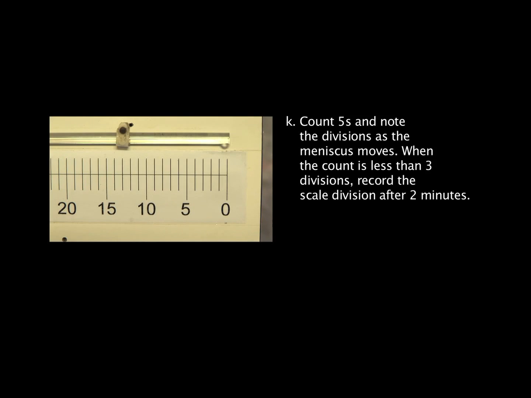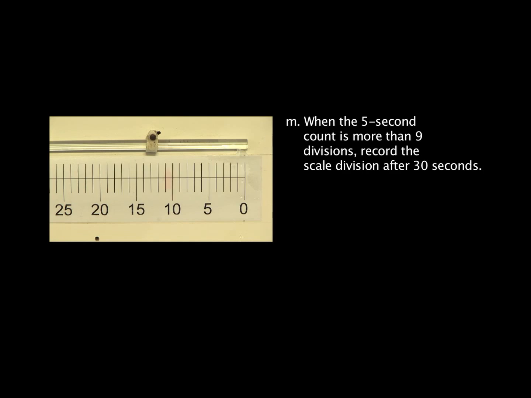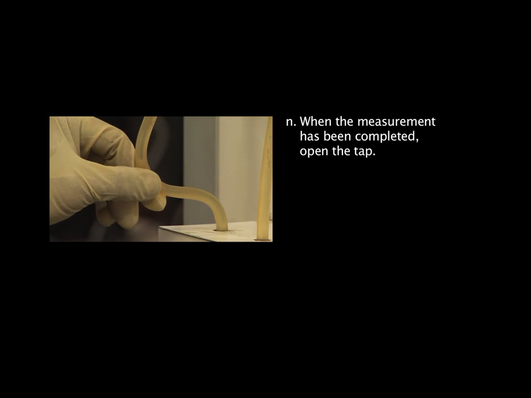K. Count 5 seconds and note the divisions as the meniscus moves. When the count is less than 3 divisions, record the scale division after 2 minutes. L. When the 5-second count is more than 3 and less than 9 divisions, record the scale division after 1 minute. M. When the 5-second count is more than 9 divisions, record the scale division after 30 seconds. N. When the measurement has been completed, open the tap.